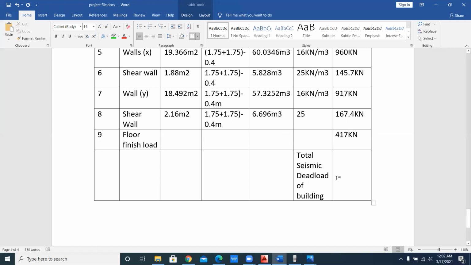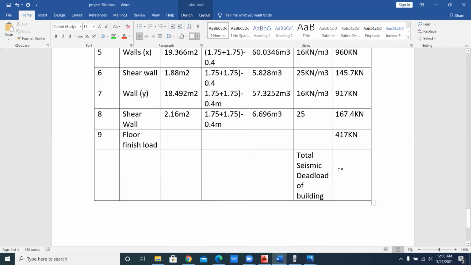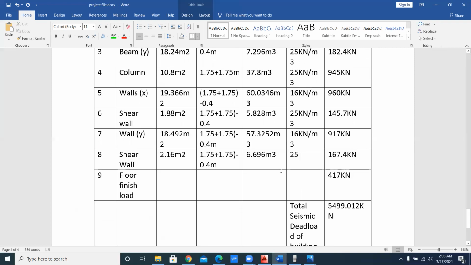Whenever you do this, let me check: 1563.2 plus 187.2 plus 114.112 plus 182.4 plus 945 plus 945 plus 960 plus 145.7 plus 917 plus 167.4 plus 417. So that is 5499.012 kilonewton. This is your total dead load. Okay, so I am going to save this.